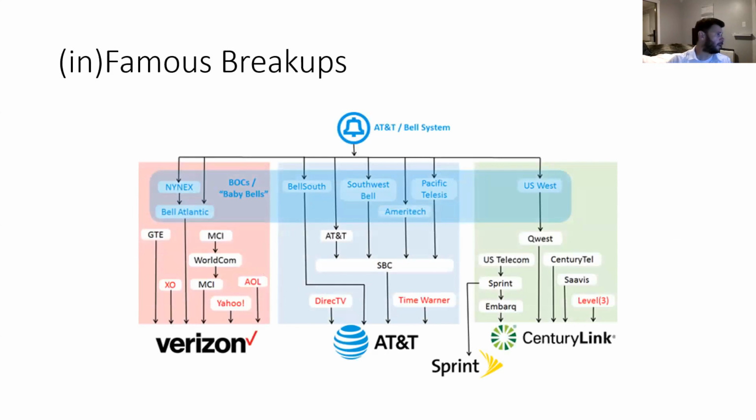So this diagram, there's a lot going on here, but you can more or less see how the original entity was broken up first into what were called the baby bells, and these entities have evolved over time and have been spun off many, many times over. So you can sort of see how that looks here. I'm going to show you one more diagram that puts more of this in a timeline context.